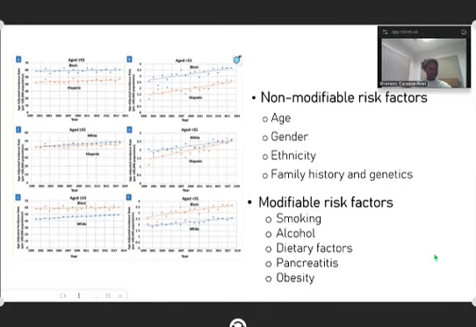There is a long list of risk factors of pancreatic cancer, as there are for many other diseases. The non-modifiable risk factors this article found were age, gender, ethnicity, family history, and genetics. And then the modifiable risk factors were smoking, alcohol, dietary factors, pancreatitis, and obesity. And smoking has the strongest positive association with the risk of developing pancreatic cancer.